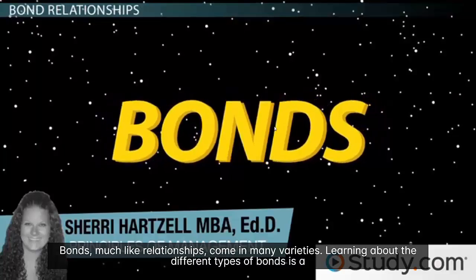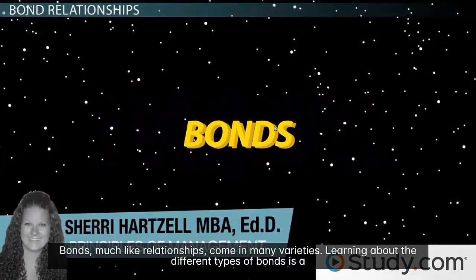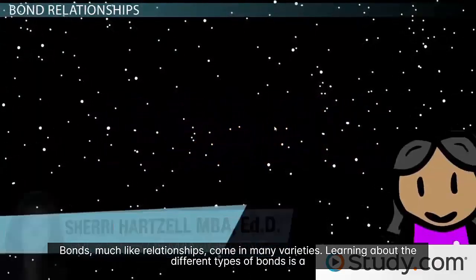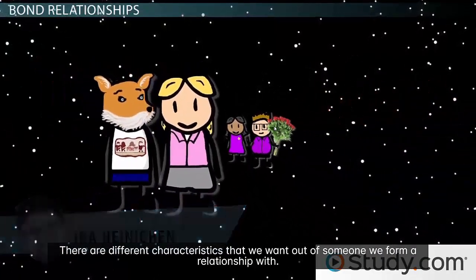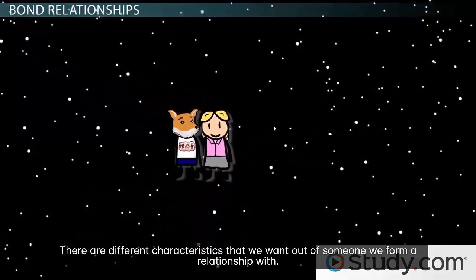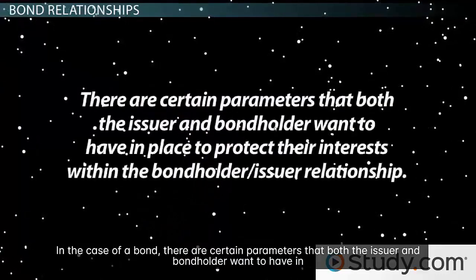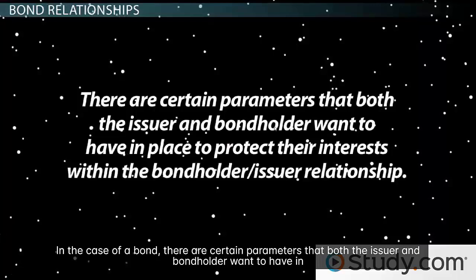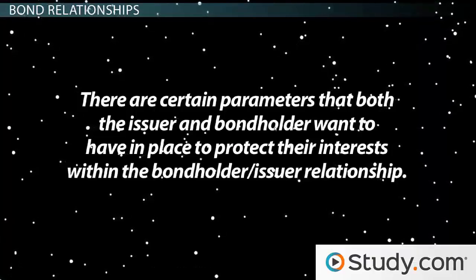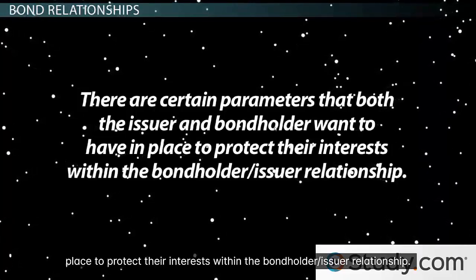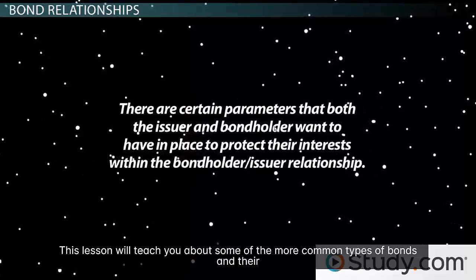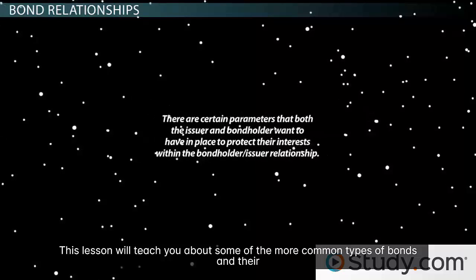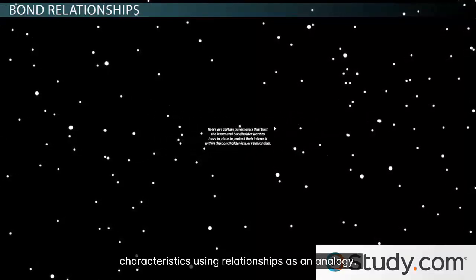Bonds, much like relationships, come in many varieties. Learning about the different types of bonds is a lot like searching for a mate. There are different characteristics that we want out of someone we form a relationship with. In the case of a bond, there are certain parameters that both the issuer and bondholder want to have in place to protect their interests within the bondholder-issuer relationship. This lesson will teach you about some of the more common types of bonds and their characteristics, using relationships as an analogy.